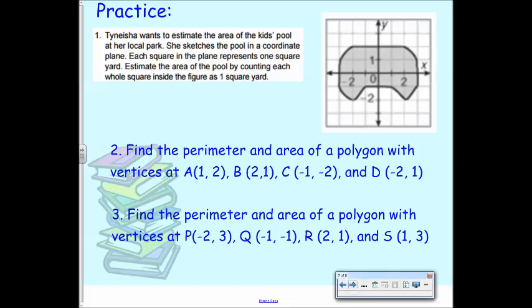Okay, so it's up to you whichever way you want to do it. Number one is an estimate. So if you're estimating, how do you do it? You just count the boxes. Yeah, you just count the boxes.